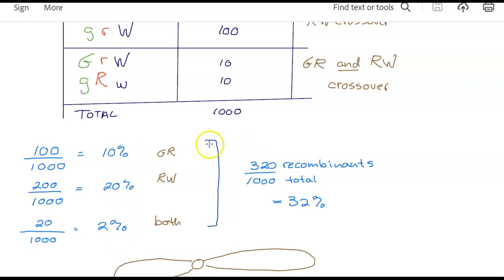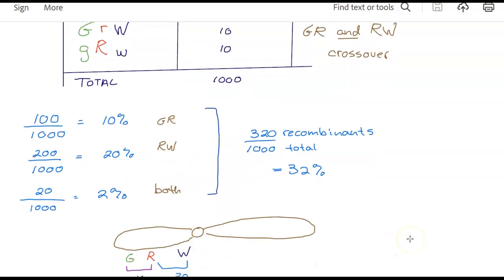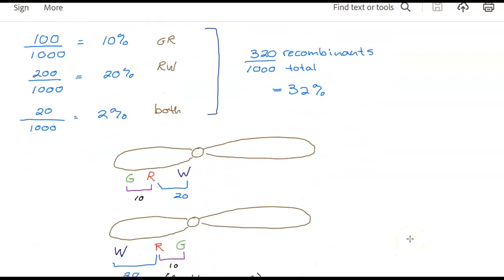And then if we put them all together, we'd say here's the recombinant frequency total for all of them. But really what's more valuable in some senses is to use these percentages to represent the distance that these genes might be on a chromosome. So we can do that like this.